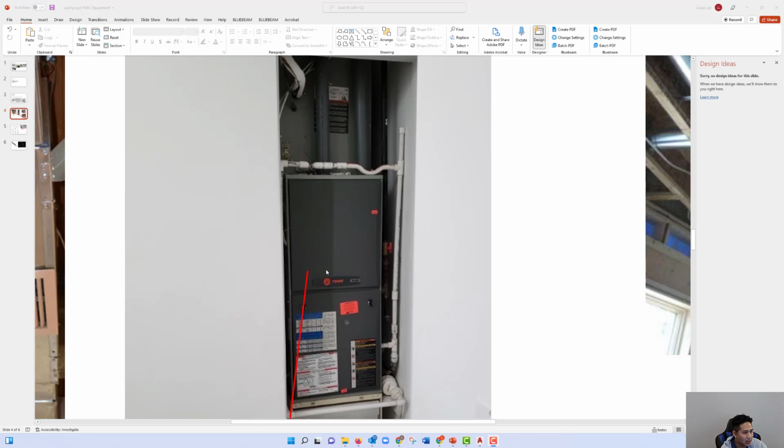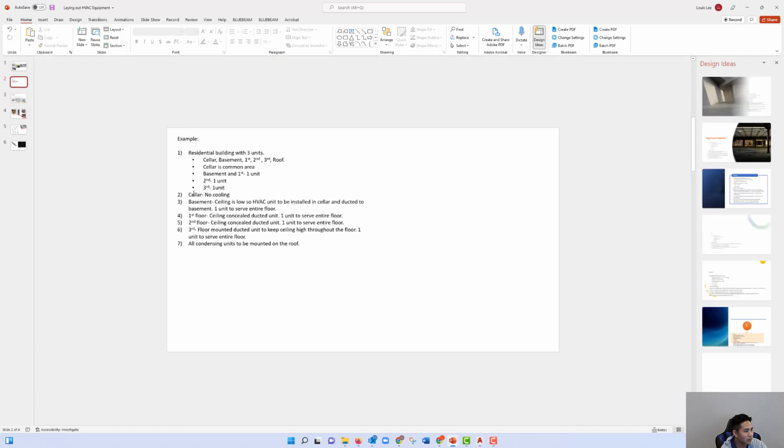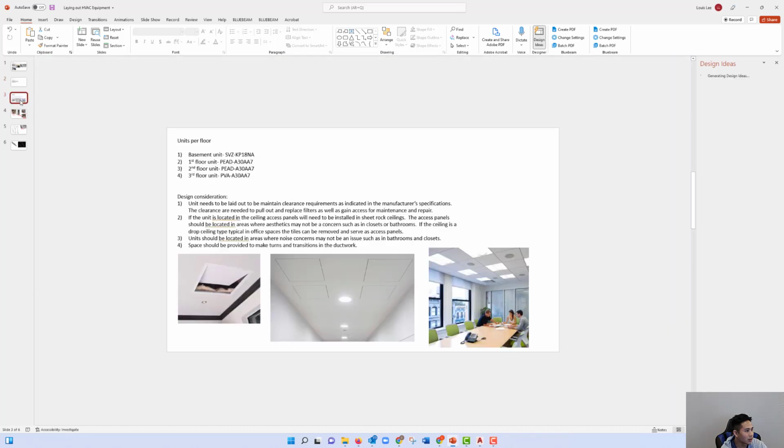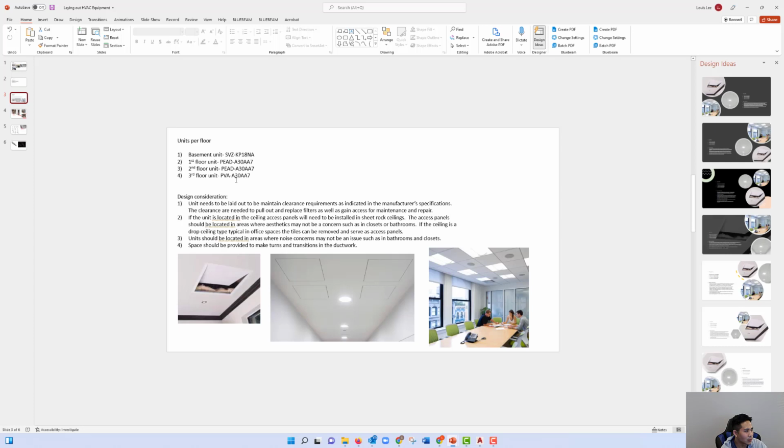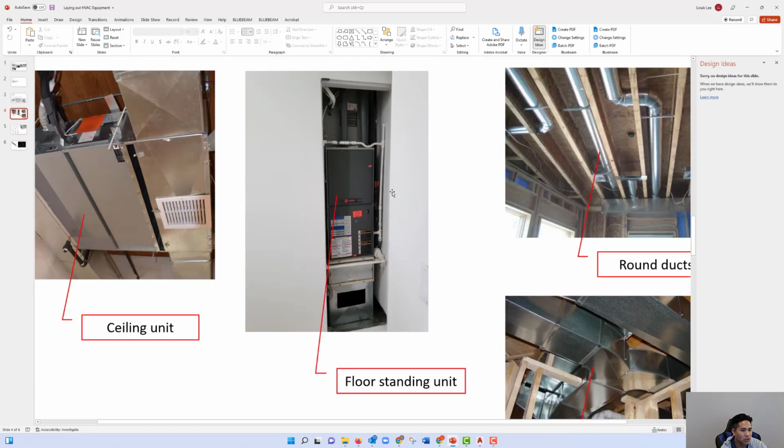So in this case, this model number is different from the one that we will be specifying, which was the floor standing units from Mitsubishi, the PVA and the SVZ. Those Mitsubishi units perform heating through a heat pump system, so it's all from the refrigerant.